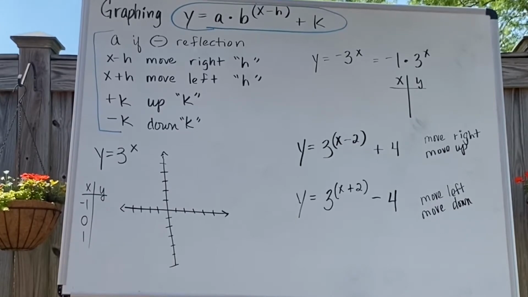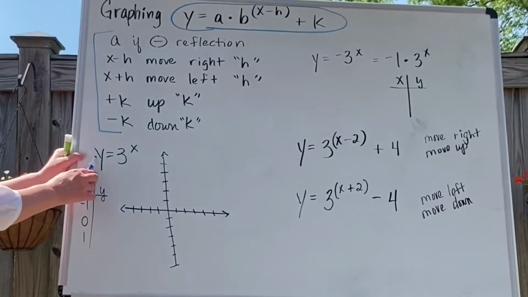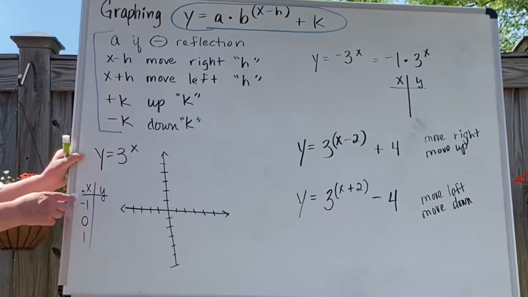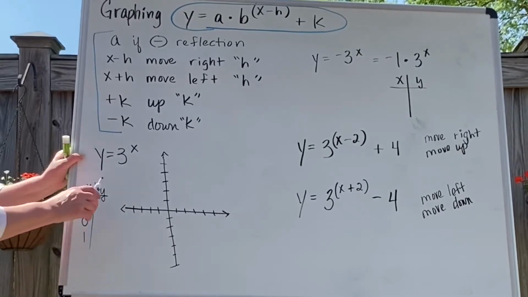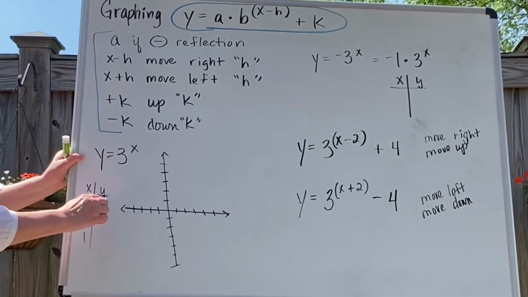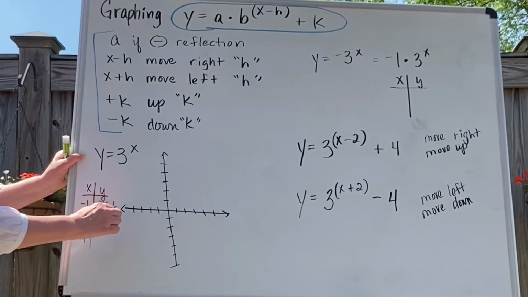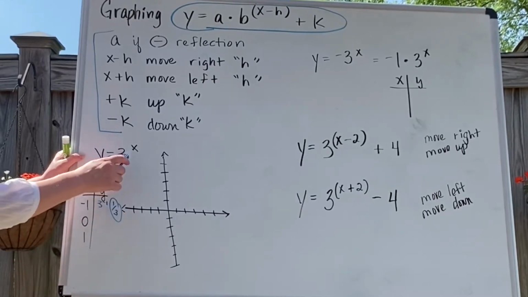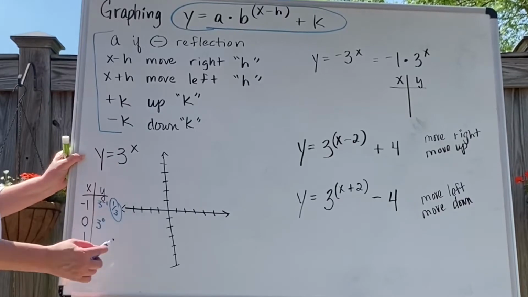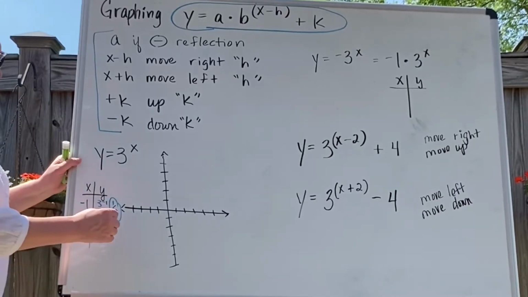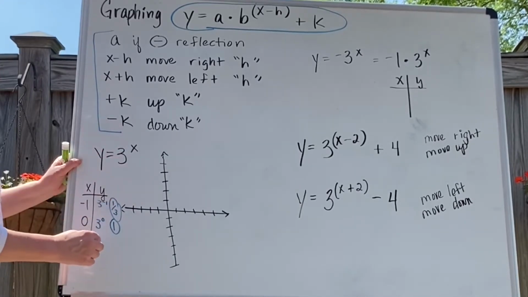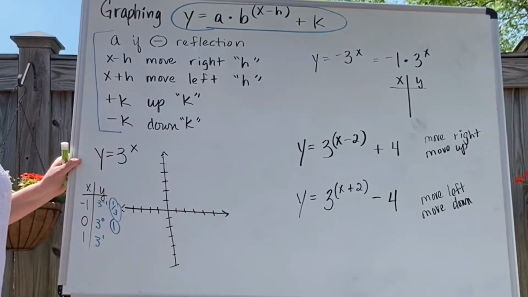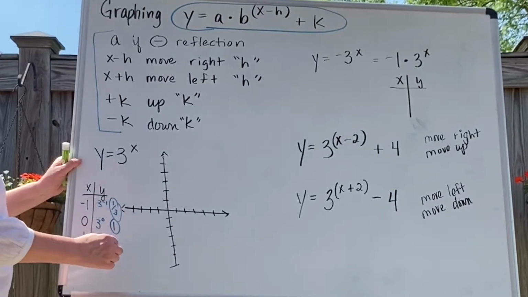So let's just take a basic parent graph. I'm going to use y equals 3 to the x. And I took 3 numbers, negative 1, 0, and 1, and I'm going to plug them in for x. So if I put negative 1 up there, 3 to the negative 1 makes 1/3, okay? What about 3 to the 0? Anything to the 0 power is 1. What about 1 for x? That's 3 to the 1st. That means you have 3 one time, so that's 3.